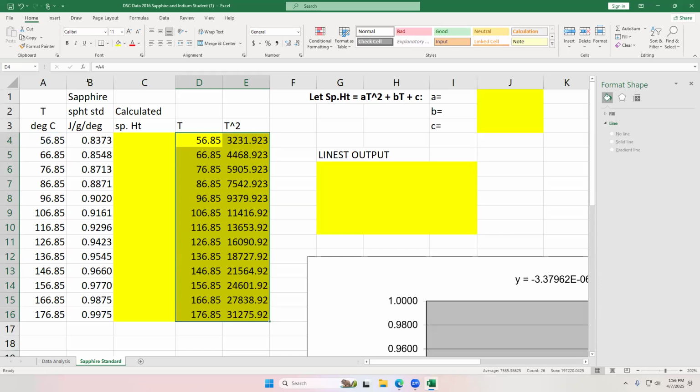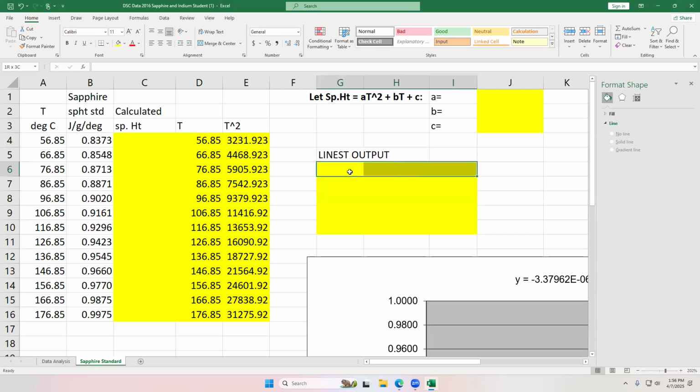So how do you do a LINEST? Since we have 3 parameters here, A, B, and C, where C is the intercept, the C will come out in the third column, A will come up in the first column, and B will come up in the second column. So let's go ahead and highlight 3 columns and 5 rows.